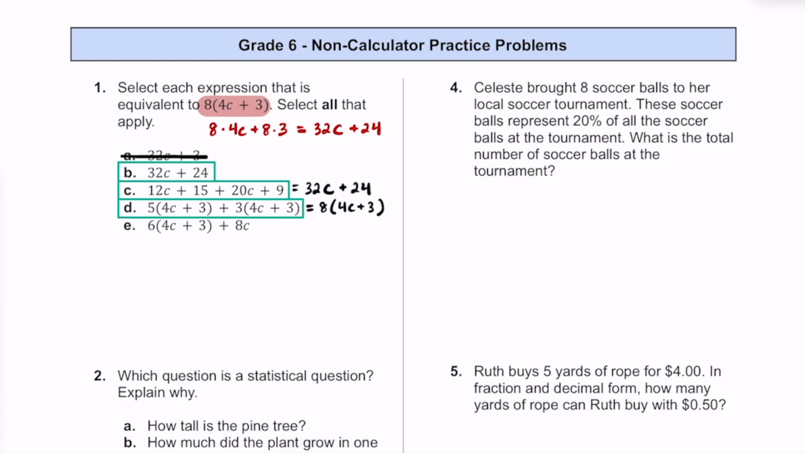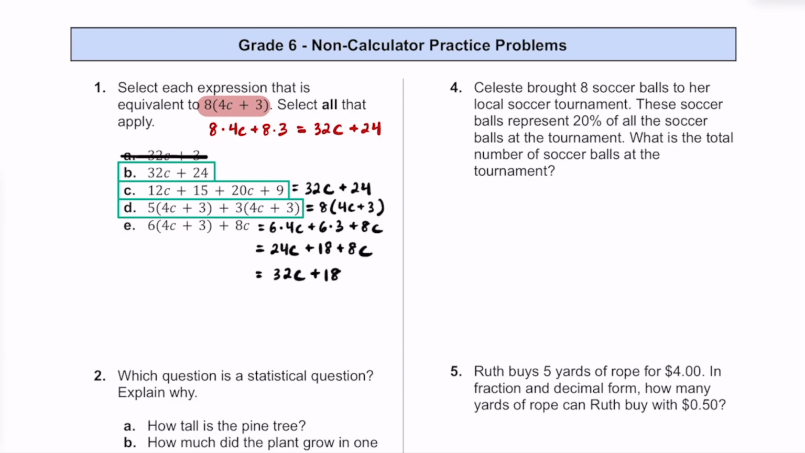And finally for E, I think the best thing to do is just distribute the 6 to both of these terms first. If we do that, 6 times that 4c is going to be 6 times 4c plus, and then we have 6 of those 3, so we have 6 times 3, just using that distributive property, and then we have plus 8c afterwards. If we simplify this by multiplying it out, 6 times 4c is going to be 24c. And then 6 times 3 is going to be 18. So we have 24c plus 18 plus 8c. Then if we combine like terms of 24c and 8c, that's going to be a total of 32c, and then we have this plus 18.